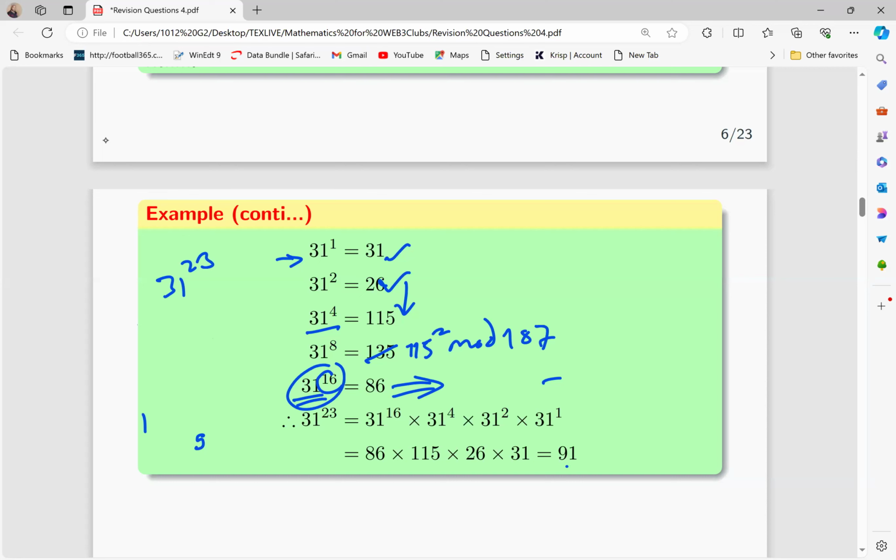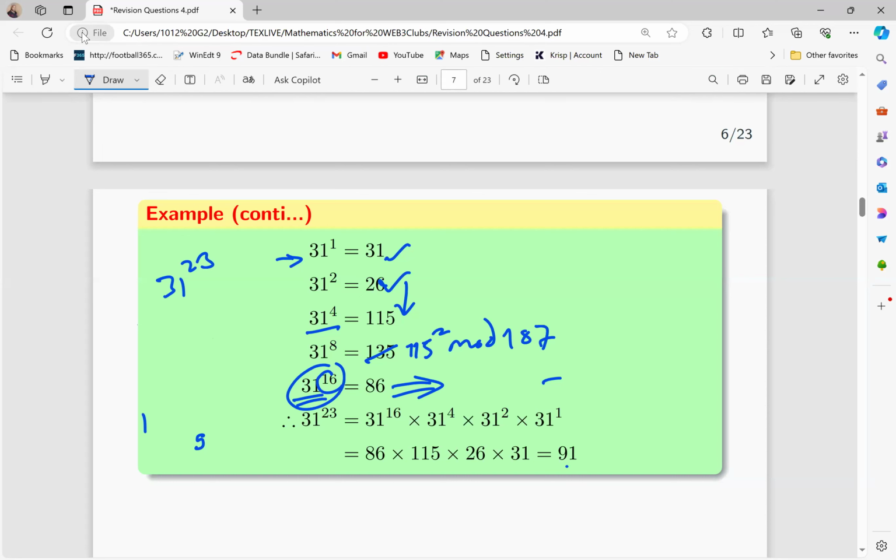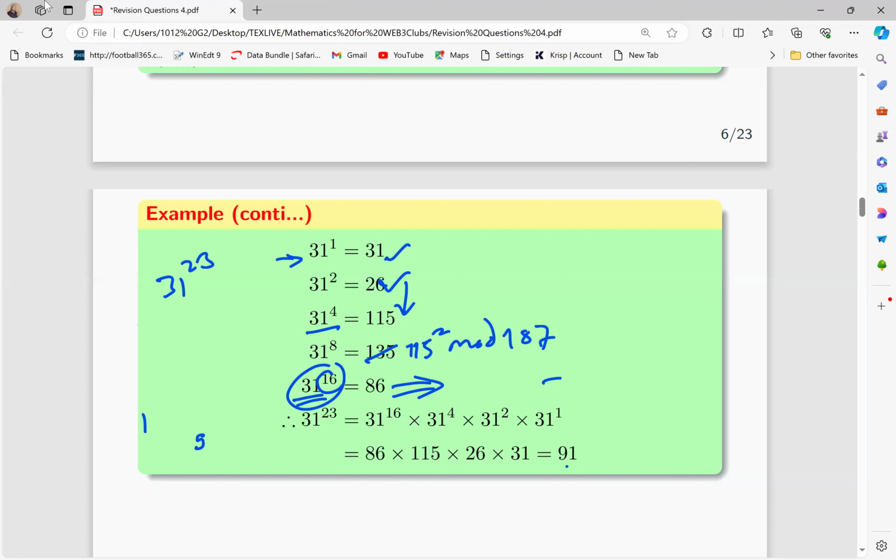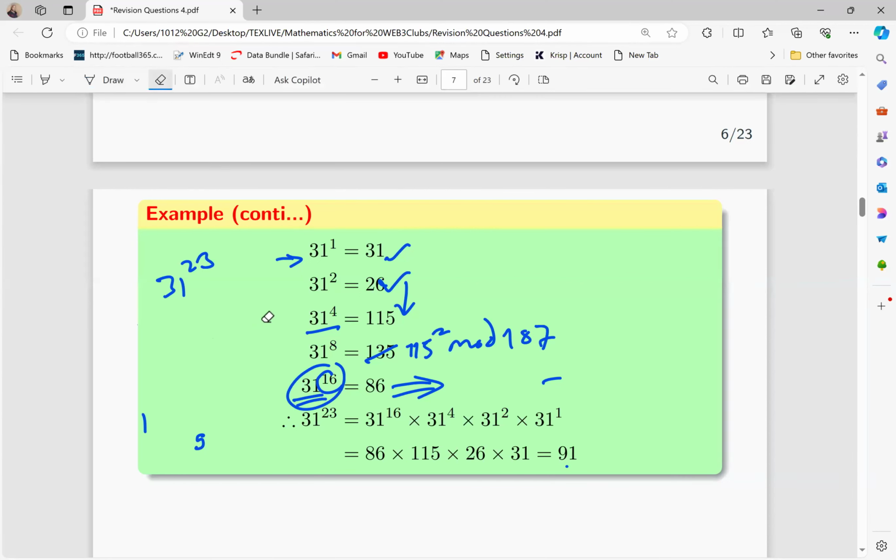When you stop at that point, you then combine. You look at the ones you have and combine. Is that okay? Combine those that will give a sum of 23. You're looking for a sum of 23. So from the powers we have, check which ones will give you a sum of 23.